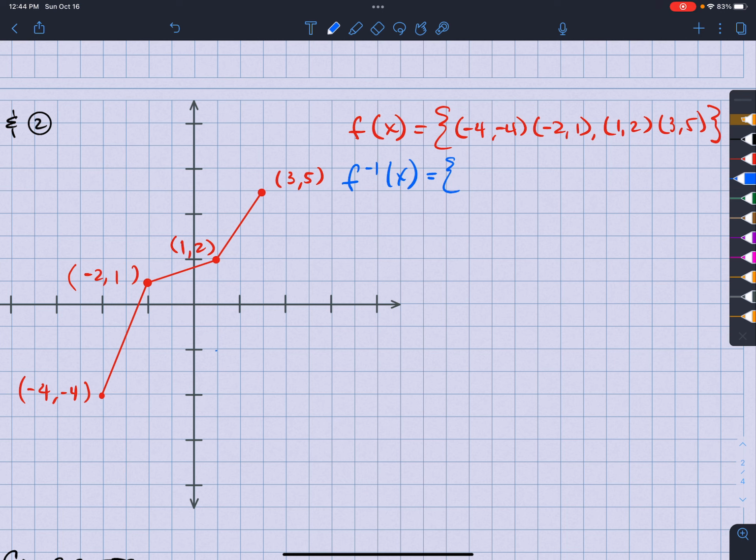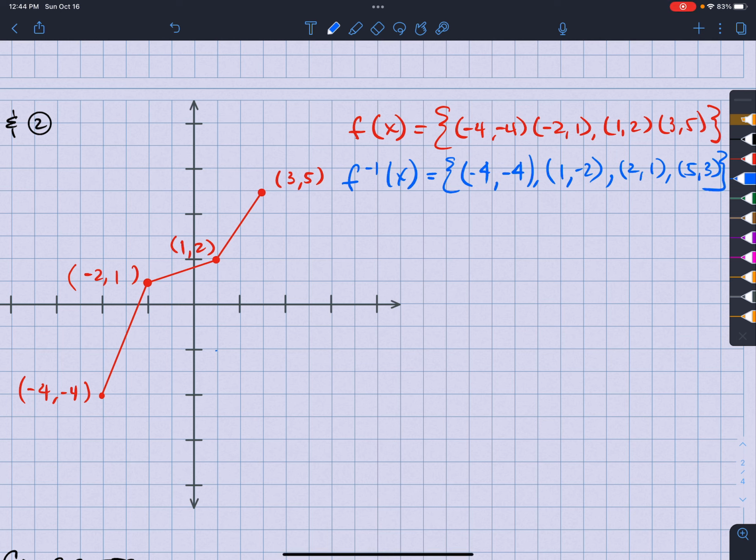Well, the -4 is a little bit hard to see because you're not going to see the switch here, right? But the -2, 1 you will see because there's now going to be 1, -2. You just literally switch them. Next one, 1, 2 is going to now become 2, 1. And the 3, 5 is now going to become 5, 3.